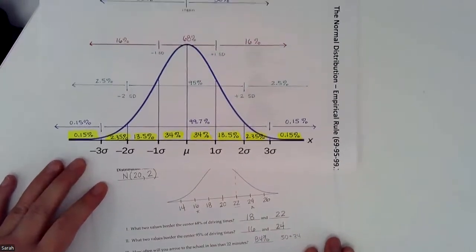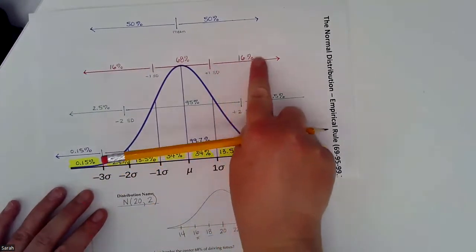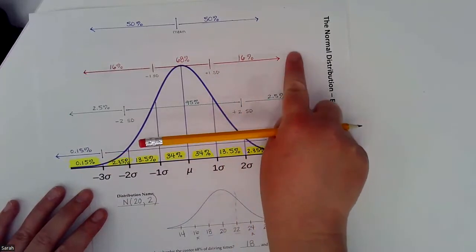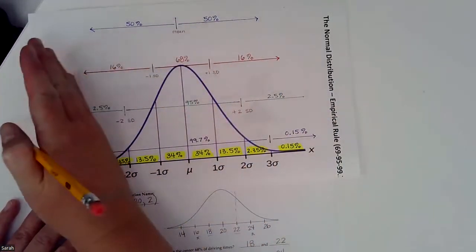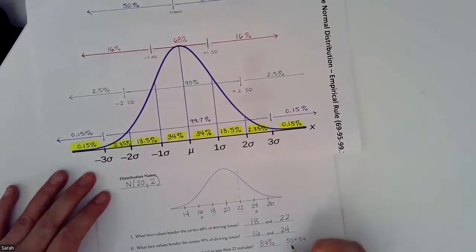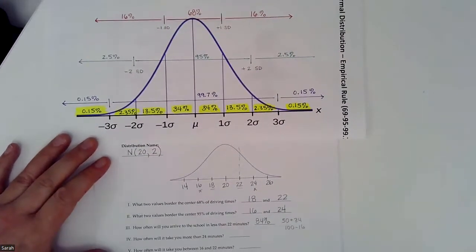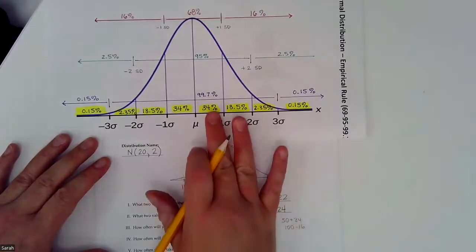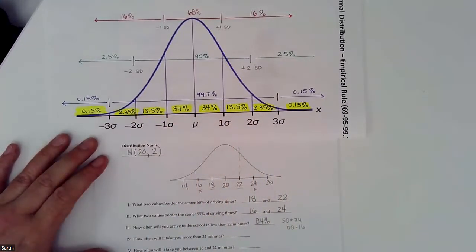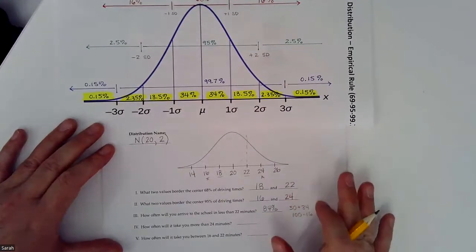You could also look at this and see that it's 16% over here, and we want from here down. So you could take 100% and subtract 16, and that'll give you 84. So there's always a number of different ways to do that. You could add these up all along here. So just quite a few possibilities.